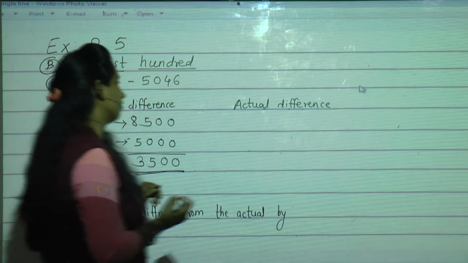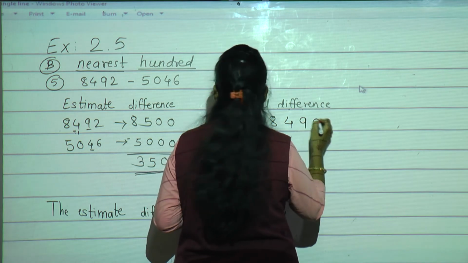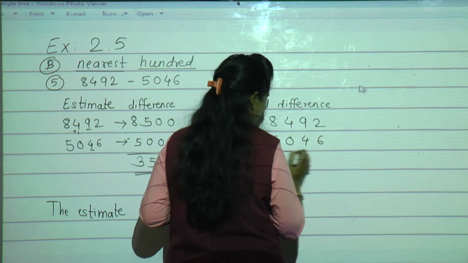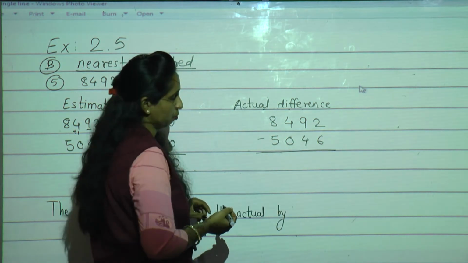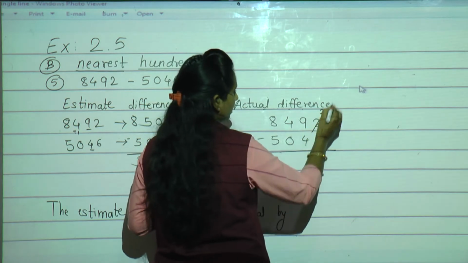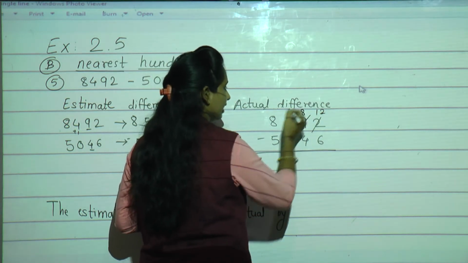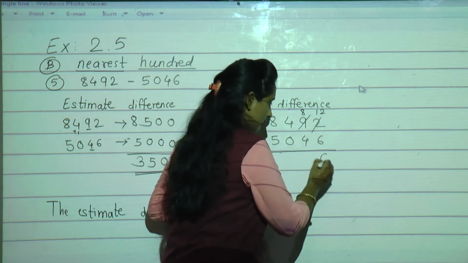Now we will find out the actual difference. So what is the actual number? 8,492 minus 5,046. Now 2 minus 6 we cannot do. Okay. So cut the 2 right as it is. Take borrow from neighbor. Neighbor is having 9. He will give 1. 8 will remain. Now 12 minus 6 is 6.